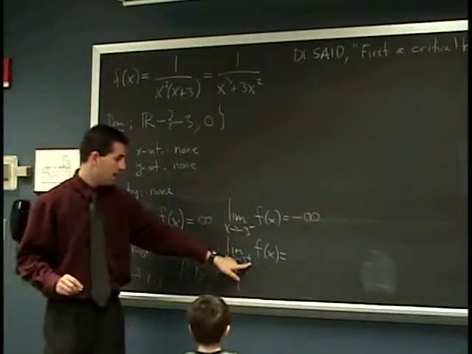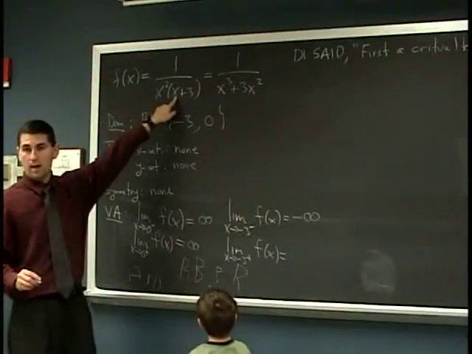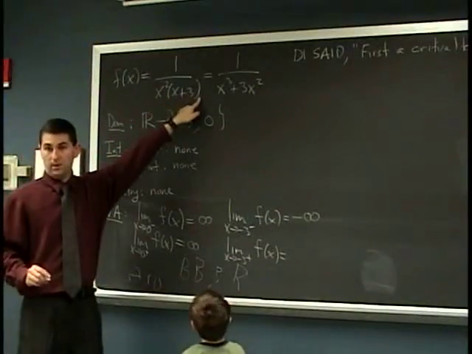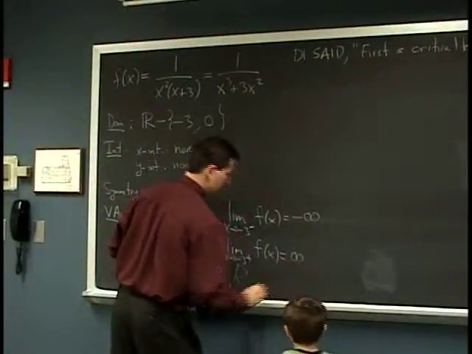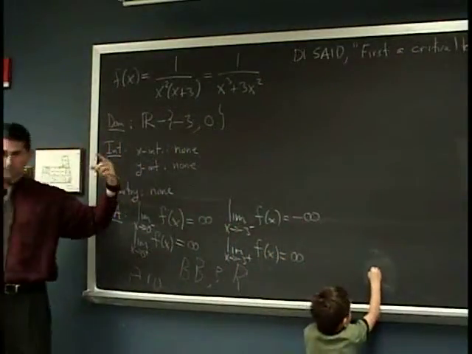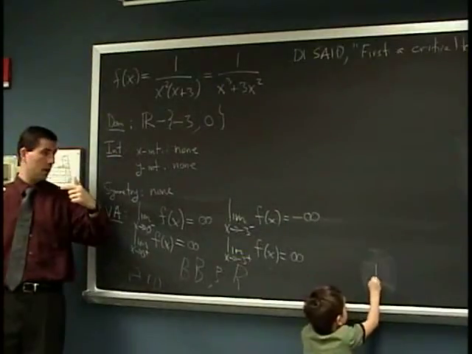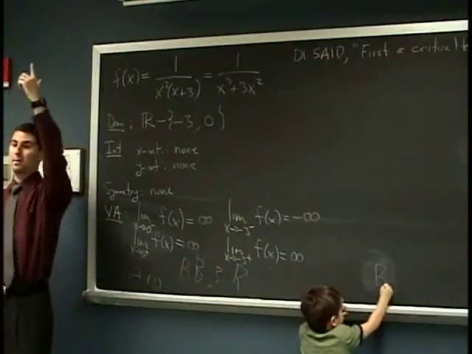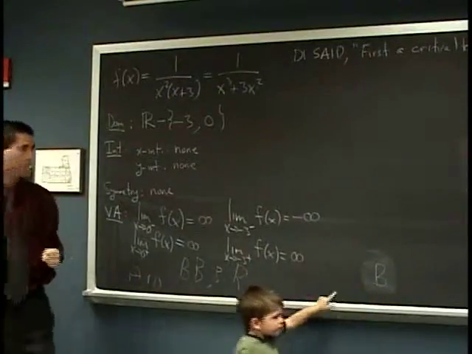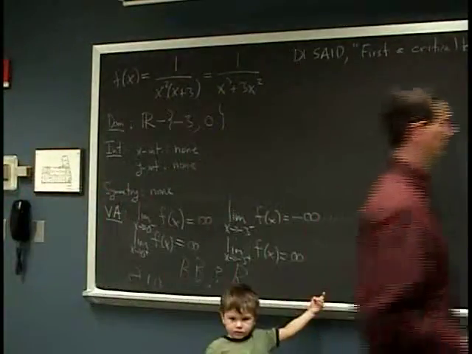And as you come from the right, now you have a number like negative 2.9, and when you add it to 3, you get a positive number. So the whole thing will be positive, so it goes off to positive infinity. So here we have a vertical asymptote on both sides of negative 3, but on the left side it goes down to minus infinity, and on the right side it goes up to positive infinity. Okay, so let's start our graph.